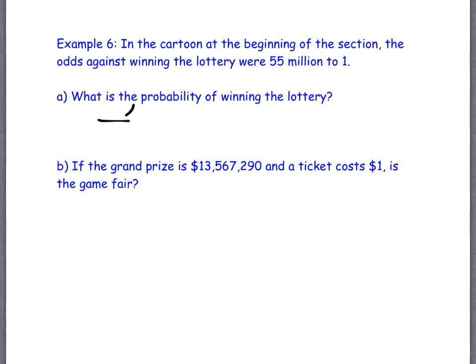1 out of what? 55 million. So just for effect, I'm going to write it out with all the zeros, okay? It'll help us with our calculation later too. So this is 1 out of 55 million. That's the likelihood you're going to win. Almost. There's one error in what we've done. Do you know what that is?